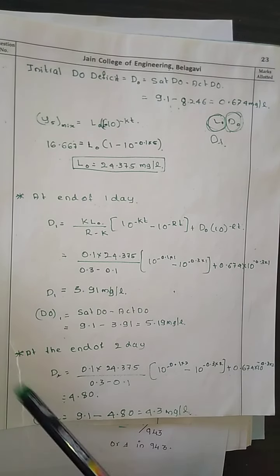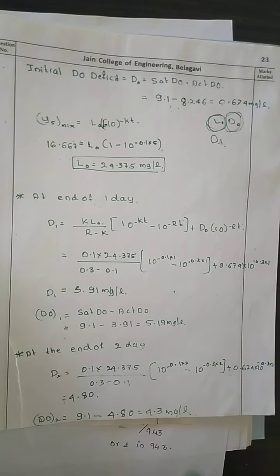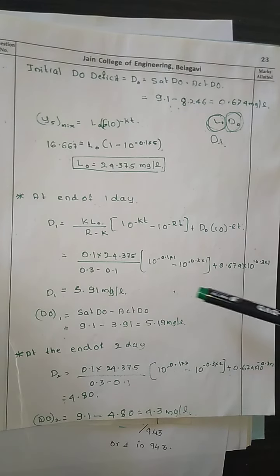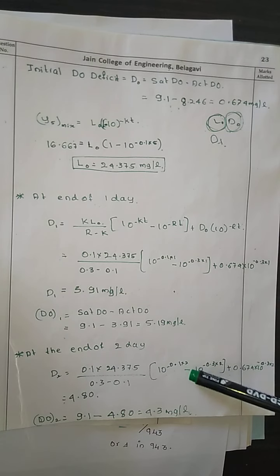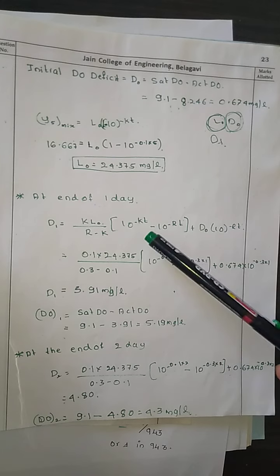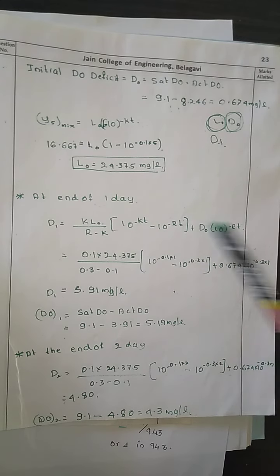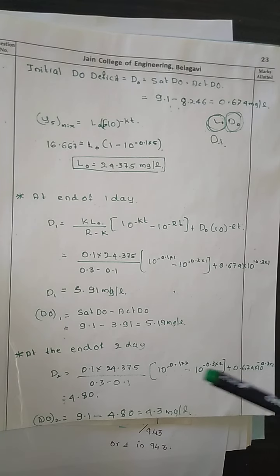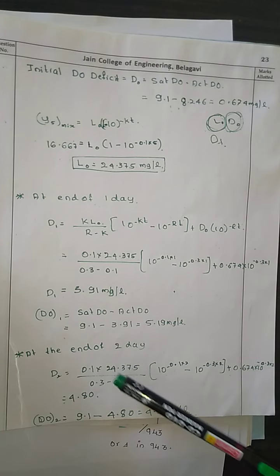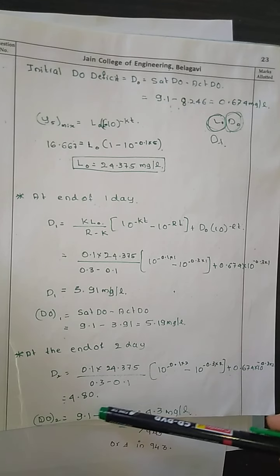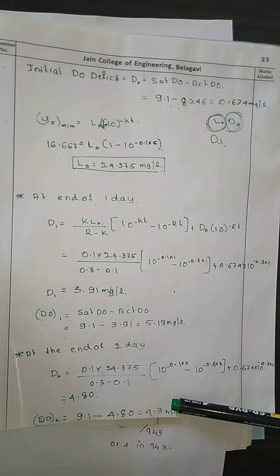Now similarly at the end of 2 days, we need to utilize the same formula. The only change is that T is going to change. Instead of 1 it will become 2 in KT. Everything else will be the same, only the number of days, 2, is going to come over here. So at the end of 2 days it is 9.1 minus 4.80.